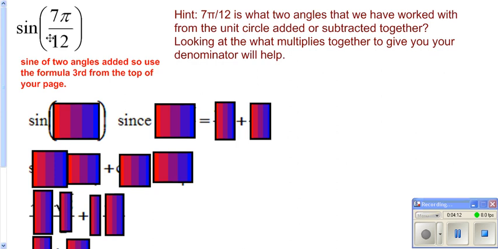We now have the sine of 7 pi over 12. So you need to ask yourself, 7 pi over 12, what two angles have I worked with on my unit circle that would add or subtract together to give me 7 pi over 12? Well, if you look at your denominator of 12, that'll help you.